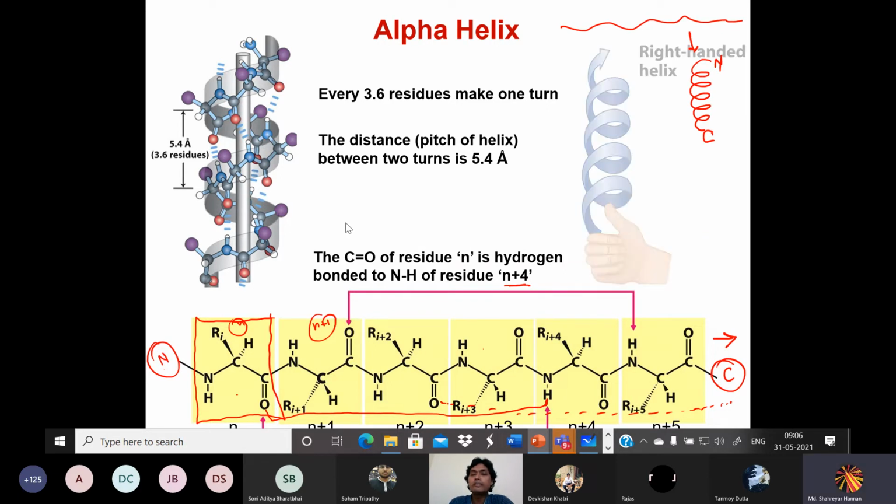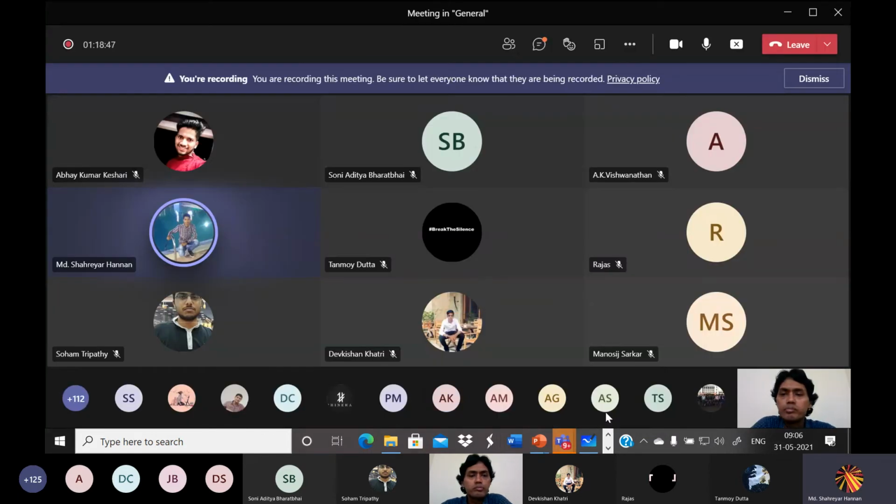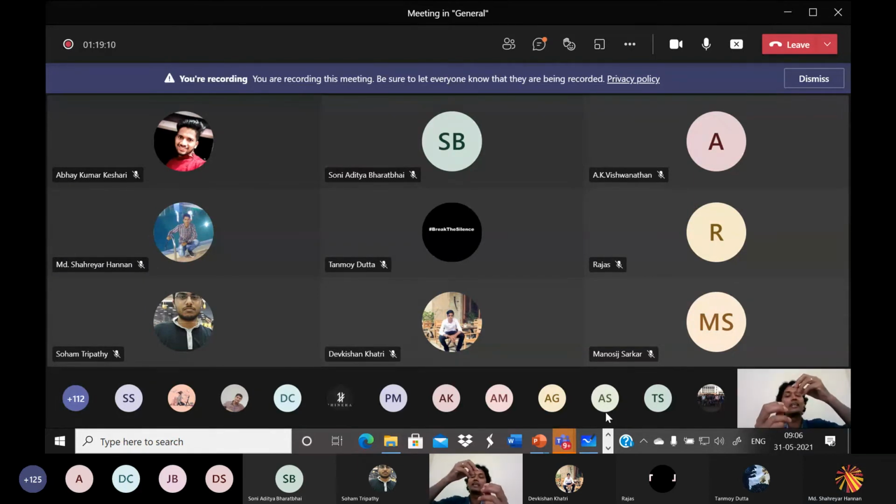Sir, what does 3.6 residues mean? Is it 3.6 polypeptide chains? Not polypeptide chains. A polypeptide chain is just one chain. Here 3.6 means amino acids. Like in DNA, where you studied 10.4 per turn. Three residues cannot complete a full 360-degree turn, and four residues go a little bit extra, so by calculation it is 3.6. Got it?